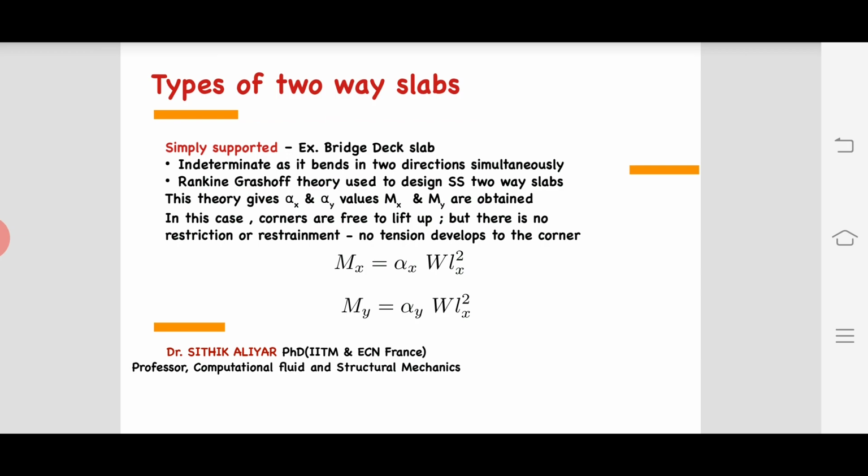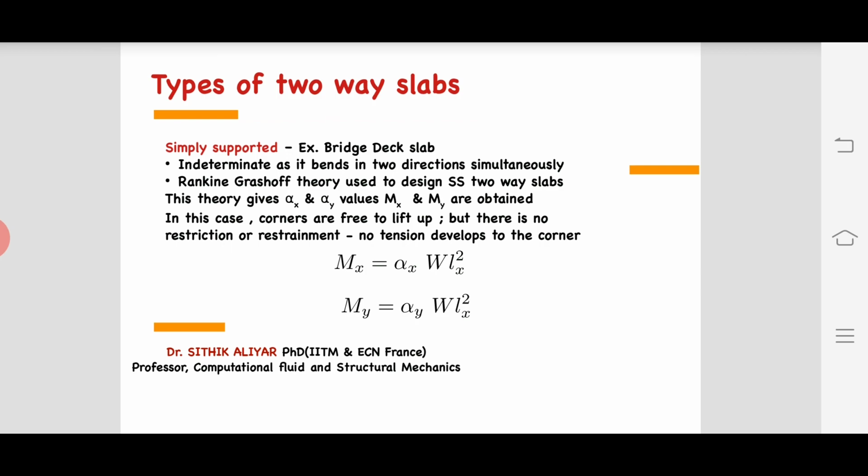So the bending moment will be very high in both the directions. So Mx is alpha W Lx squared, My is alpha W Lx squared. Both are Lx only, don't get confused. You can go through any textbook to see how it is derived. It's a very simple derivation. They take the slab, put the UDL load over the slab, equate to WL squared by 8, cancel everything, and get these coefficients.